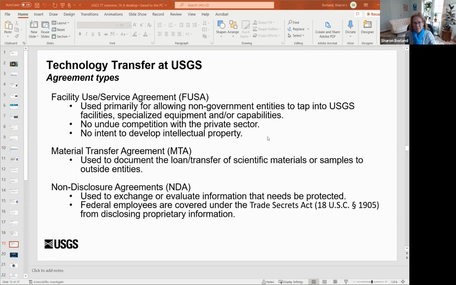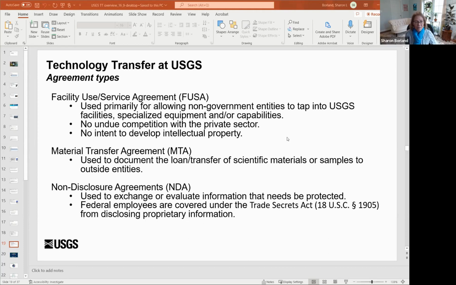And material transfer agreements are also used to transfer materials and samples to outside entities. And then we have non-disclosure agreements that might be used to discuss information that needs to be kept protected. I do note here that federal employees are covered under the Trade Secrets Act, under 18 U.S.C. 1905, from disclosing proprietary information that's provided to them, and it's marked as such. So with or without a non-disclosure agreement, as a federal employee, if you receive information that's marked as proprietary, you are bound by this law to not disclose it.